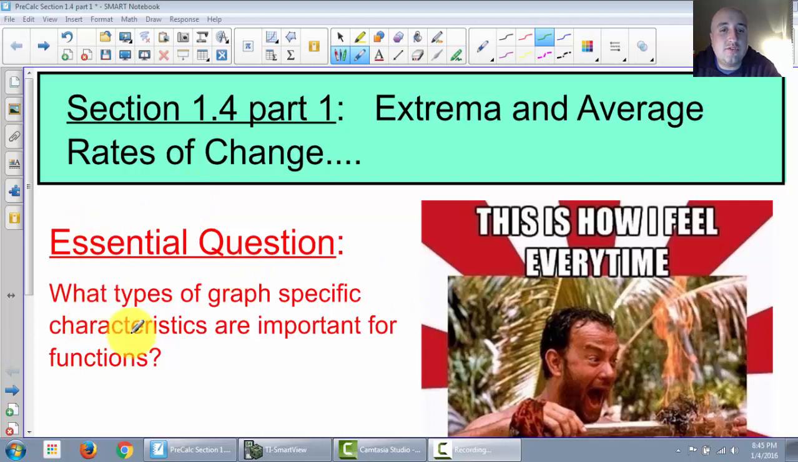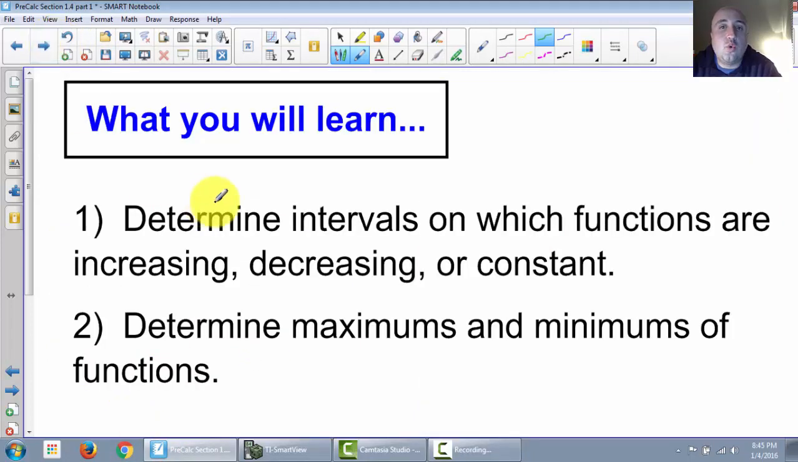What types of graph-specific information are important for functions? So what kind of information can we get from graphs? There's still lots and lots of things that we can gain from a graph of a function. What are we specifically going to learn in this section? We're going to determine intervals on which functions are increasing, decreasing, or constant. And the second thing we're going to learn is how to determine maximum and minimums of functions. Another word for maximums and minimums is extrema. So we're going to learn those two things.